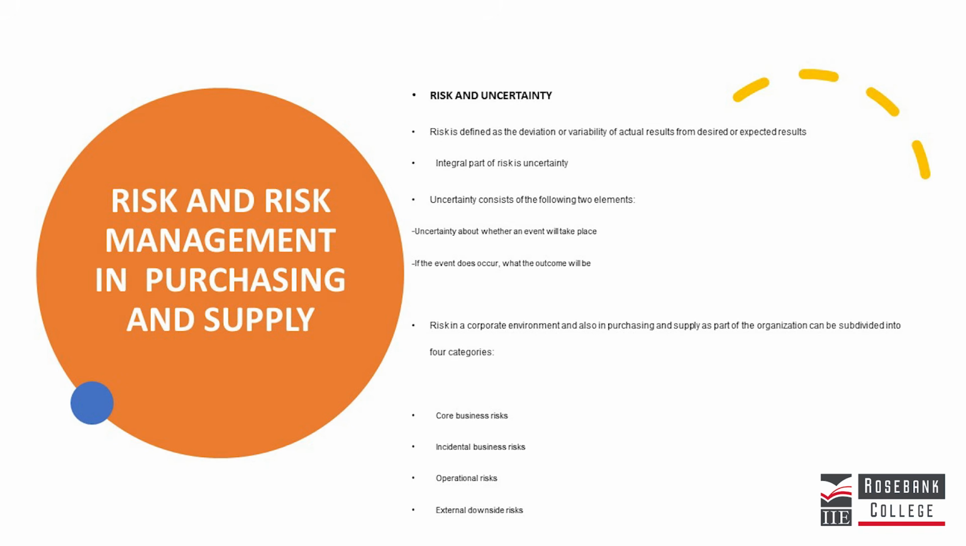The classification of risks inherent in purchasing and supply management. Risk in a corporate environment, and in purchasing and supply as part of the organization, can be divided into two categories. The first category is speculative risks, and the second is event risks, which are further subdivided into four other categories: core business risks, incidental business risks, operational risks, and external downside risks.